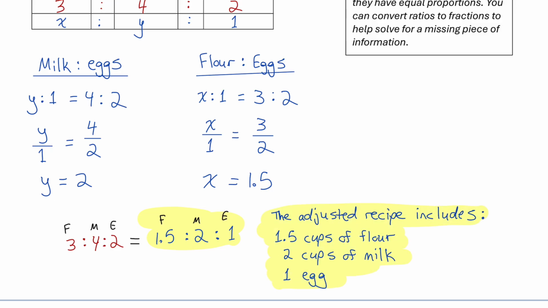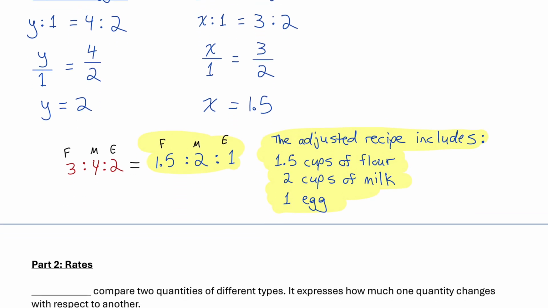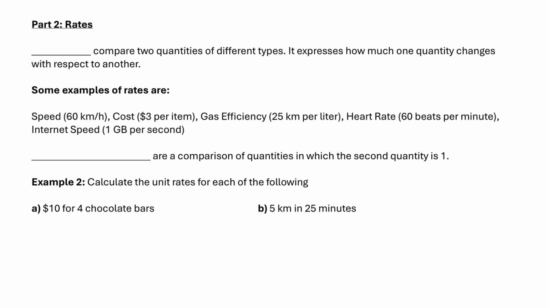So now that you know how to work with ratios, let's move on to the next part of the lesson where we look at rates. Rates compare 2 quantities of different types. So we're going to have different units of measurement. It expresses how much one quantity changes with respect to another quantity.